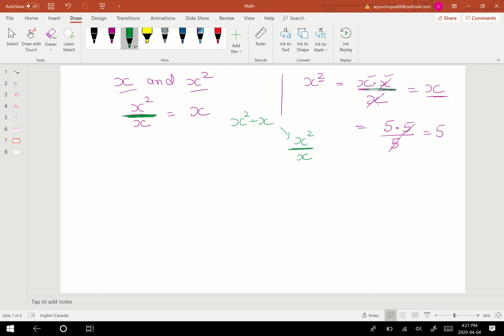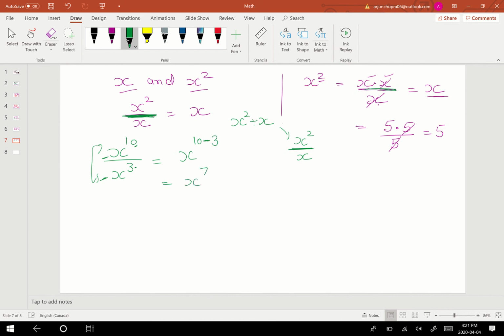Now I wanted to learn some rules also, because all the time I won't be able to expand this. Let's say I'm given a term of x raised to the power 10 divided by x raised to the power 3, I don't want to get into the expansion. I wanted to see some shortcuts. When the bases are the same but the exponents are not the same, what can I do? Because they are in division, I can subtract the exponents. 10 minus 3, so the answer will be x raised to the power 7.